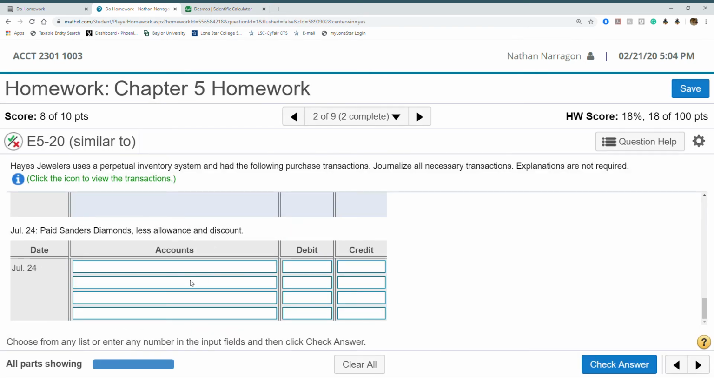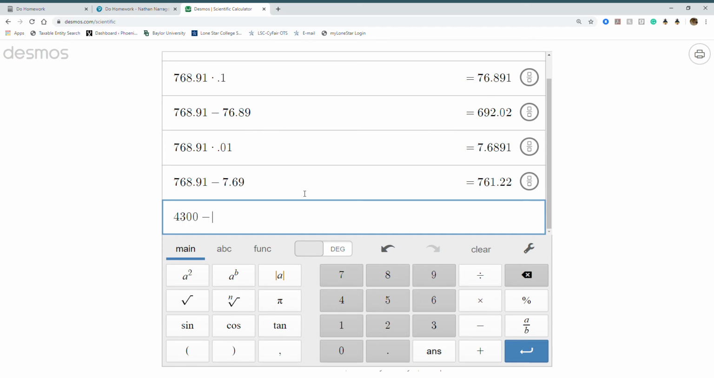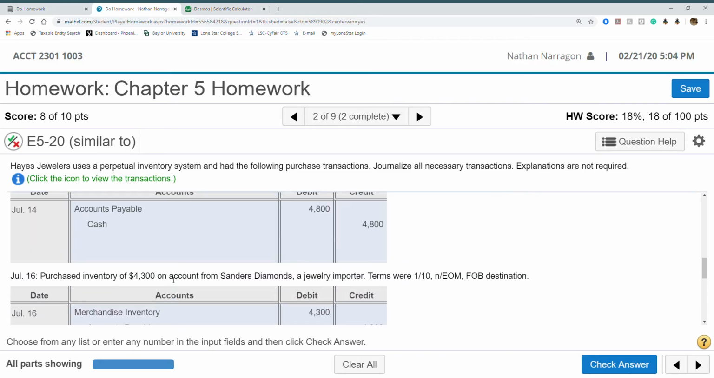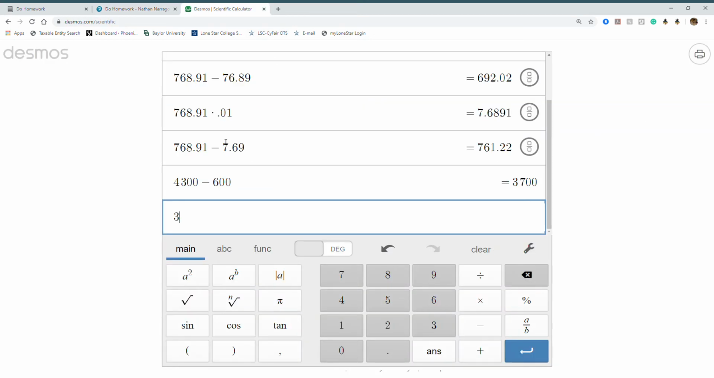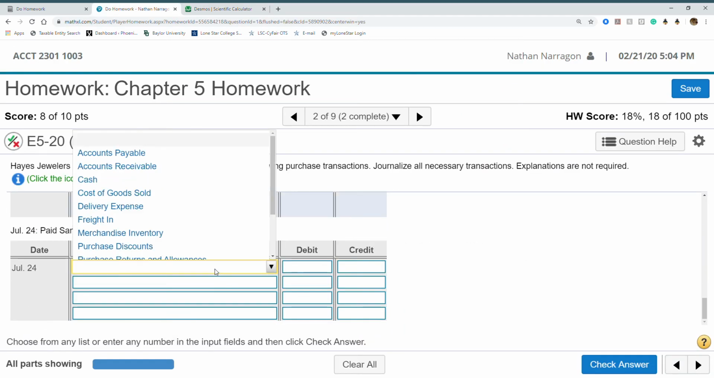Okay. Last question. Of course, paid Sanders. So, first off, we know we have a deduction here. So we're at 3,700. We've paid within the discount period because it was 10 days. Again, just 1%. So 3,700 times 0.01 means we have a $37 basically discount or deduction to merchandise inventory.